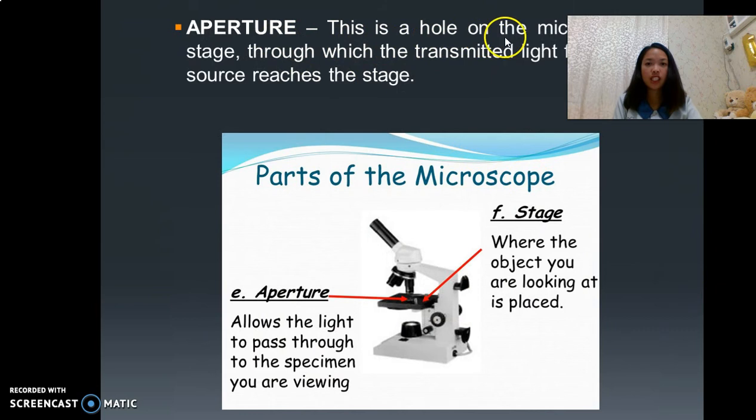Aperture. This is a hole on the microscope stage through which the transmitted light from the source reaches the stage. So, ito yung microscope, dito may butas siya. Sabi kasi, this is a hole where the aperture allows the light to pass through to the specimen you are viewing. Tapos ito yung stage kung saan nag-hold where the object you are looking at is placed. So, yun. Next.